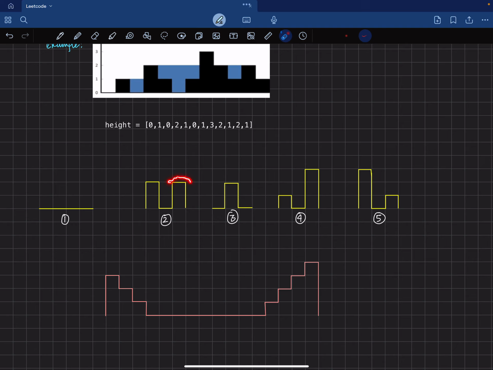Either on the left or on the right. Similarly, in this case, on the left or on the right. But in this case, the water cannot spill, right? Because there is an elevation boundary on the left, similarly an elevation boundary on the right. So every water that falls in this region will be trapped, correct? By the boundary on the left and the boundary on the right.